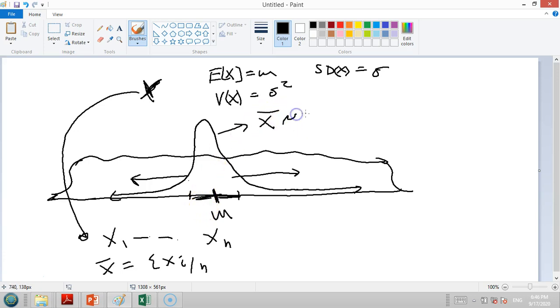I'll get high probabilities of x bar getting pretty close to the mean here. And in particular, I know x bar is normally distributed with the same mean as the expected value of x, and variance sigma squared over n. It's the variance of x divided by n. So notice, as my sample size increases, x bar is going to be tighter and tighter around mu. So the x bars that I will be getting will be very, very close to mu.